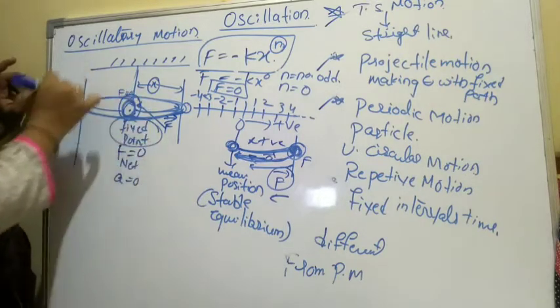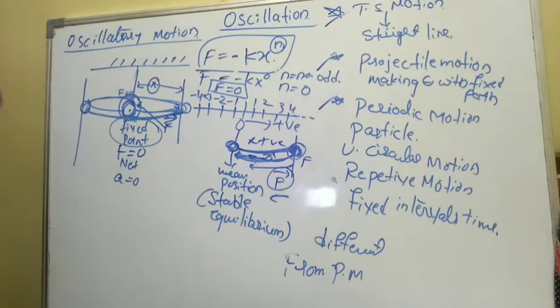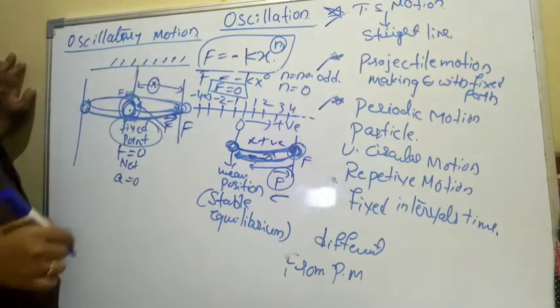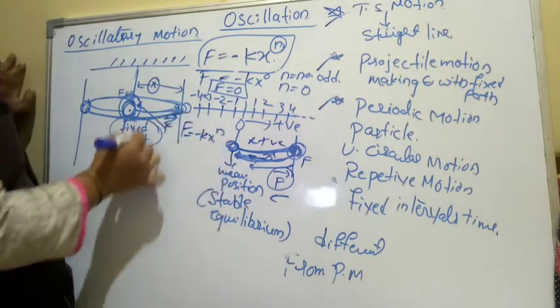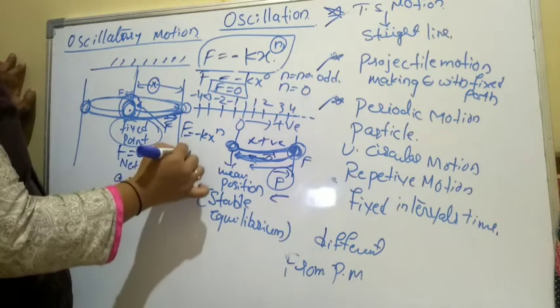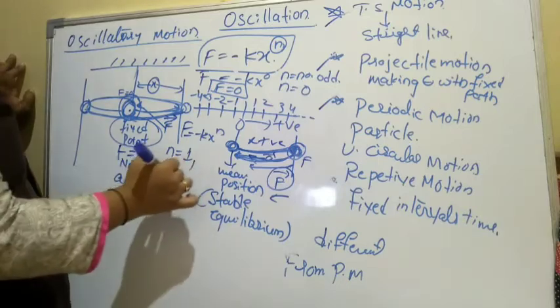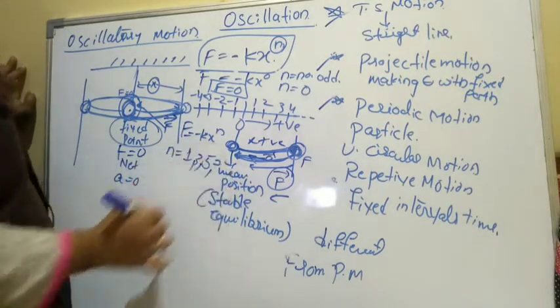That means for the stable equilibrium position of the body or particle, force is exactly 0. It means force is not acting on it. When will force act on it? When it reaches the extreme position. So here I can say x raised to n, where n I can take as 1. 1 is an odd number. And you can take 3 also, 5 also, 7 also.